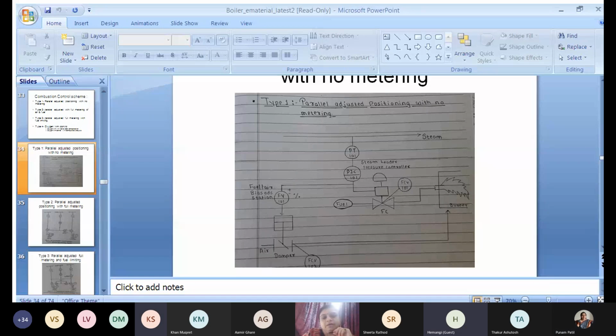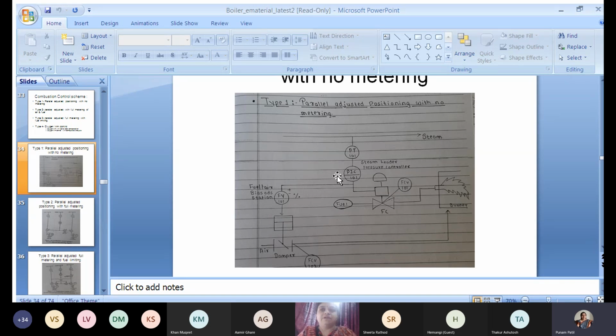See, if you concentrate here, it is very simple. लेकिन आप बुक से पढ़ने जाओगे सडनली तो कंफ्यूज हो जाओगे, because language is not so simple. I am just explaining in our own language, but you have to write the answer in the technical language only. For that, you need to refer the books. So parallel adjusted positioning with no metering.